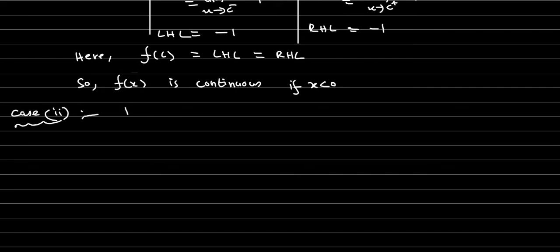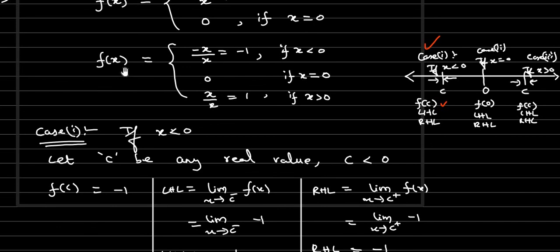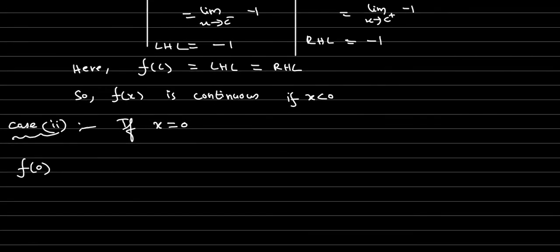Case 2, what is the condition? If x is equal to 0. First, let's find f of 0. If x is exactly 0, the function is also 0. f of x is 0. So f of 0 is also 0. I mean, if the input is 0, the output is also 0 as per the given question.